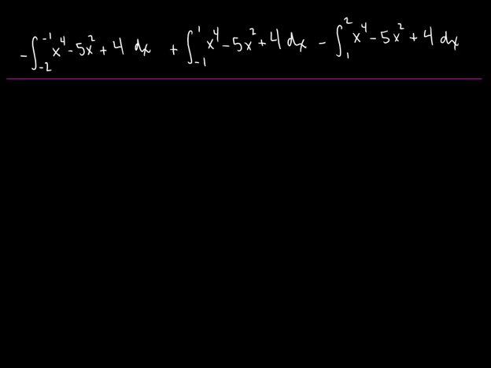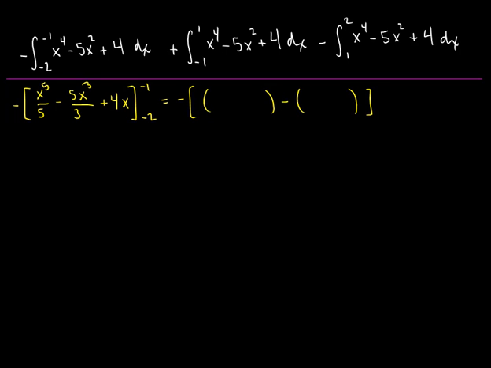So what I want to do here is to solve each of these individually, because they're going to take some room here. So I'll solve them going across the page, each one, and then I'll add them up in the end. So we'll start with the first one. I have negative, and the antiderivative of x to the fourth is x to the fifth over 5, minus 5x to the third over 3, plus 4x, and we'll evaluate that from -2 to -1.